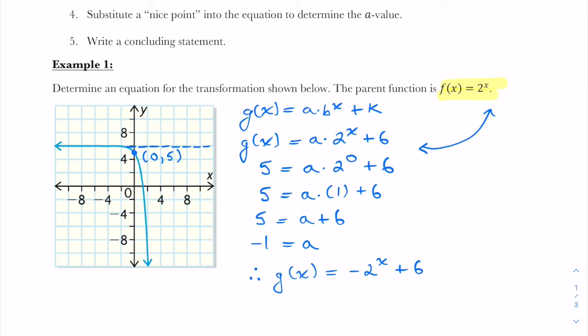We have an a value of -1, so that's going to be a vertical flip or a vertical reflection, and that means the transformation should look something like this. And if you look at the graph, our graph does have that general shape. So that should give you some confidence that we've done it correctly. Let's move on to the next one.